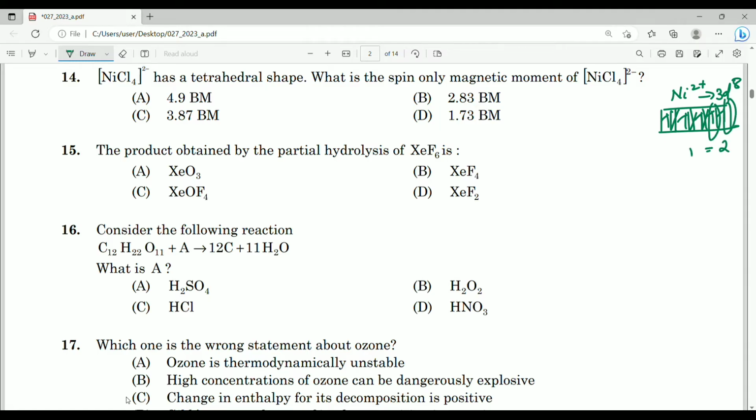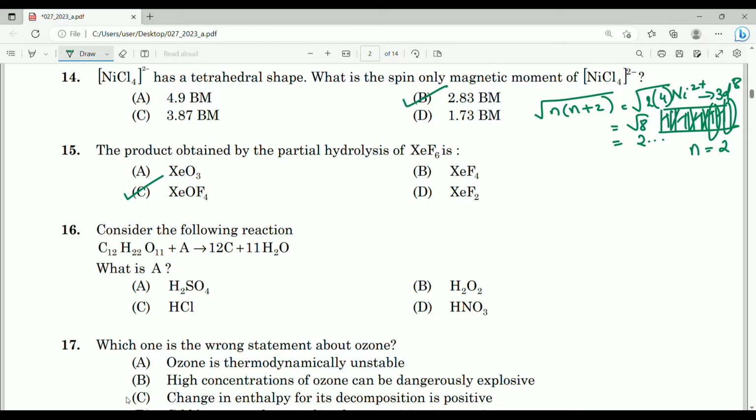n is equal to 2. So the equation for magnetic moment: root of n into n plus 2, that means root of 2 into 2 plus 2, 4, root 8. Root 8 equals 2 point something. So the answer will be option B, 2.83. 15th question, the product obtained by partial hydrolysis of HCF6. So that's a very simple question. The answer is HCOF4.